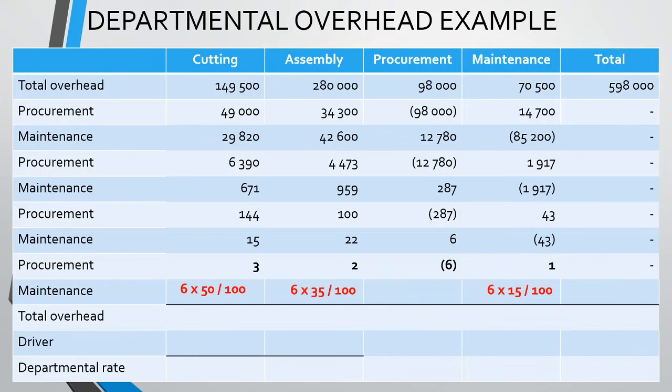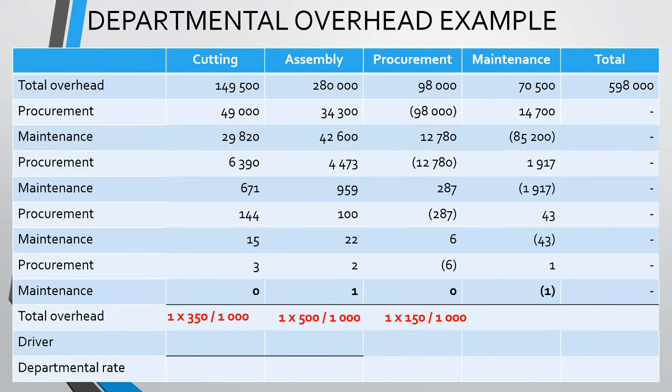Again, our procurement department is empty, but our maintenance department now has a balance of 1 rand. This amount is very small, and as I have been rounding to the nearest rand all along, the amount will disappear and be insignificant in the next allocation. So let us allocate out the maintenance department one last time.